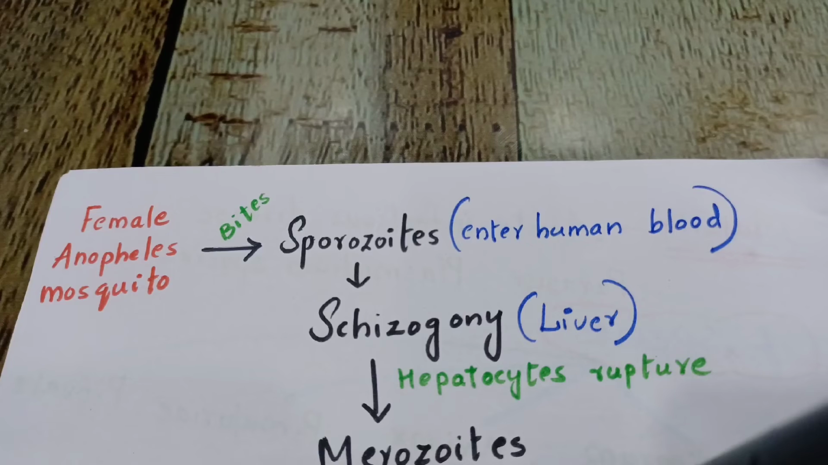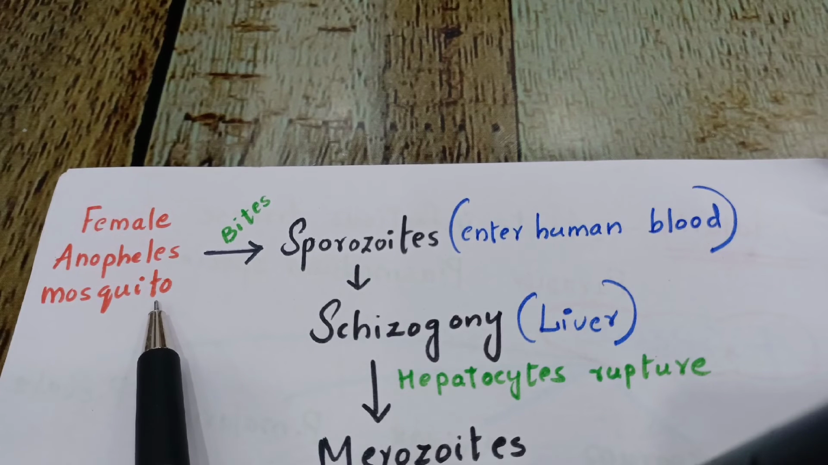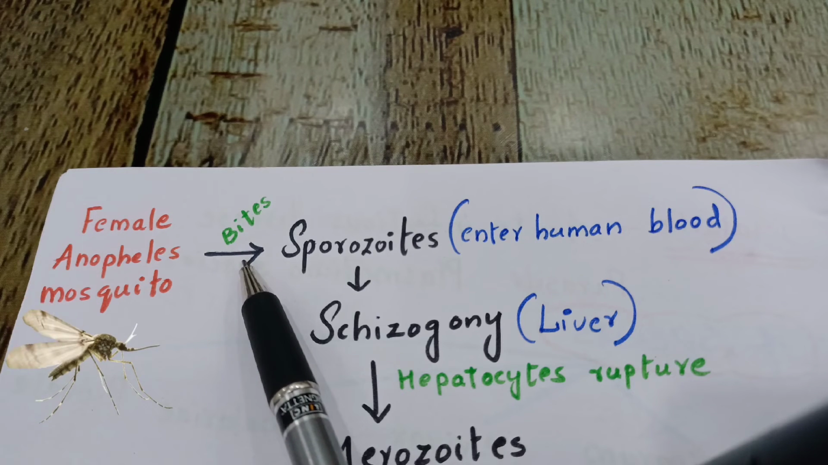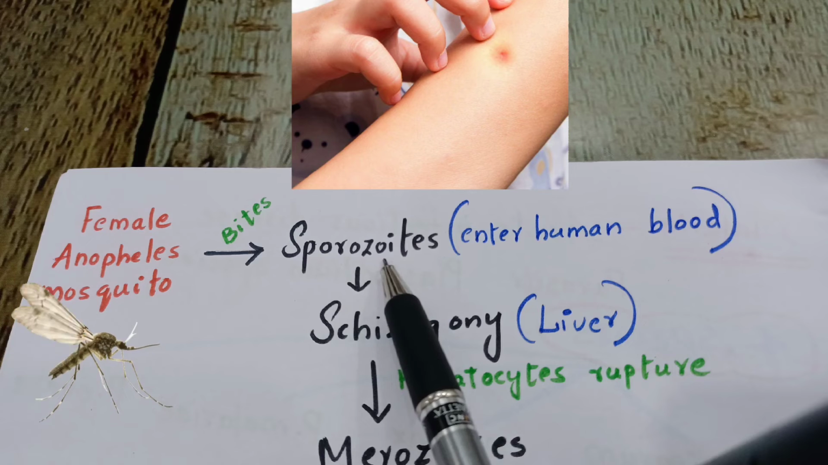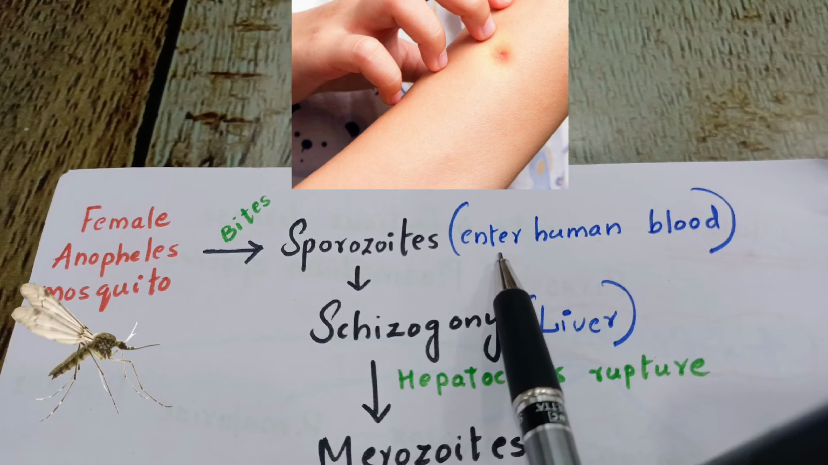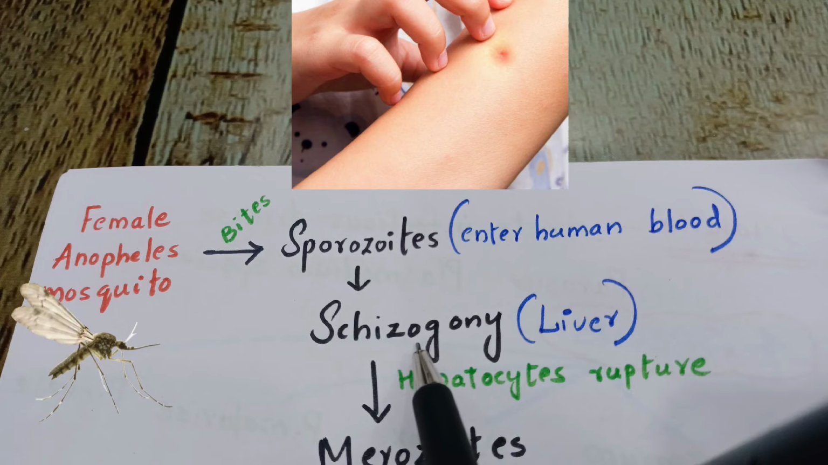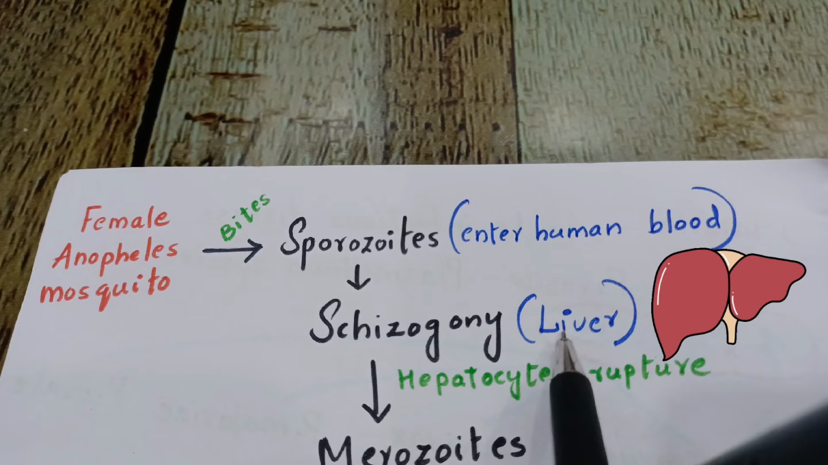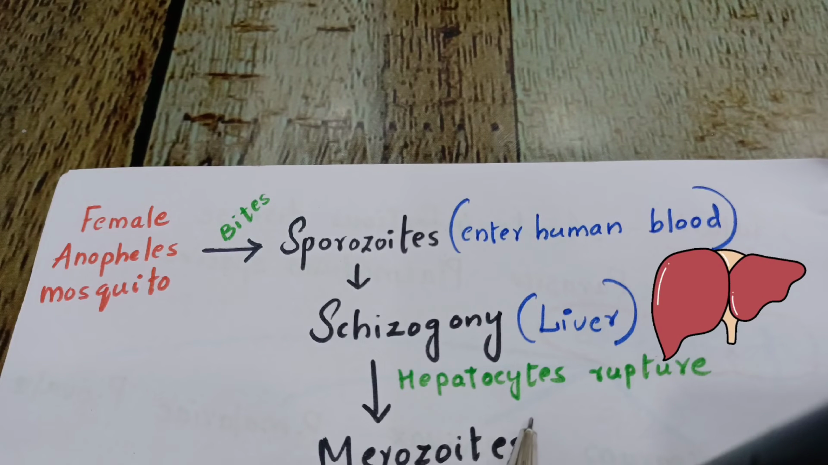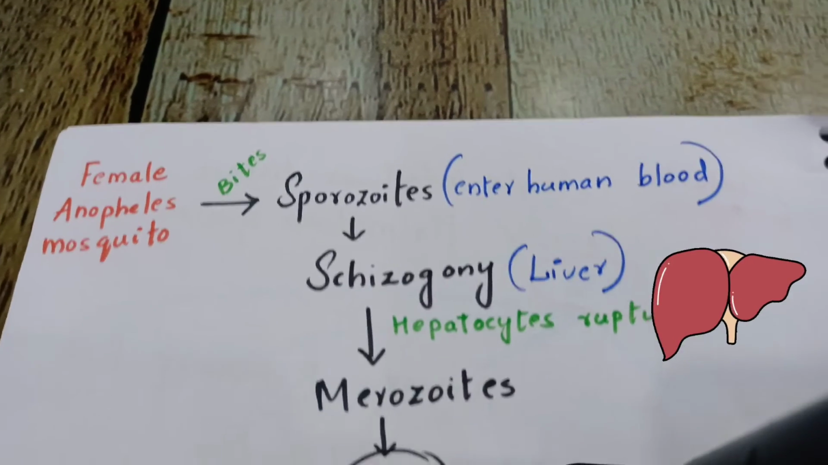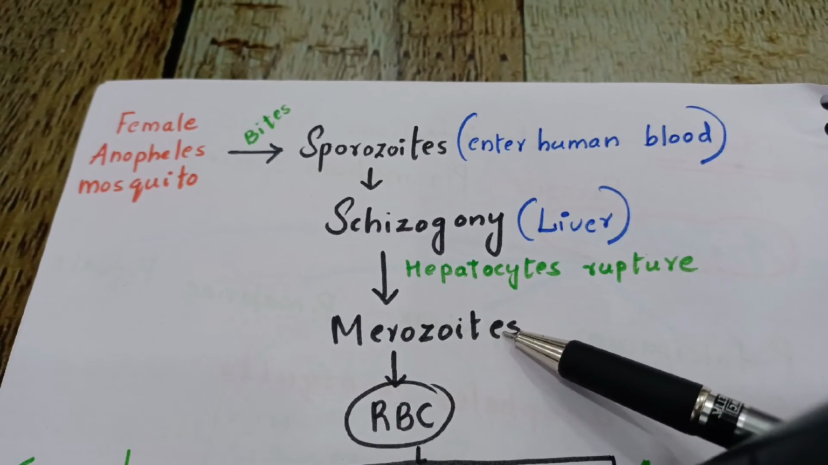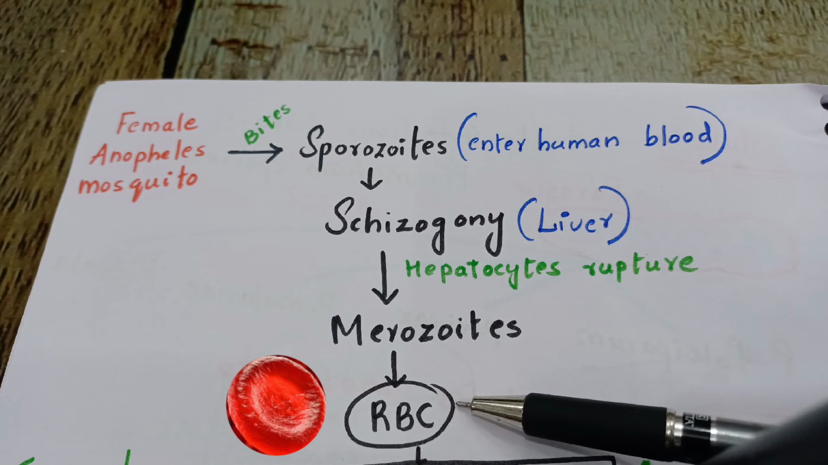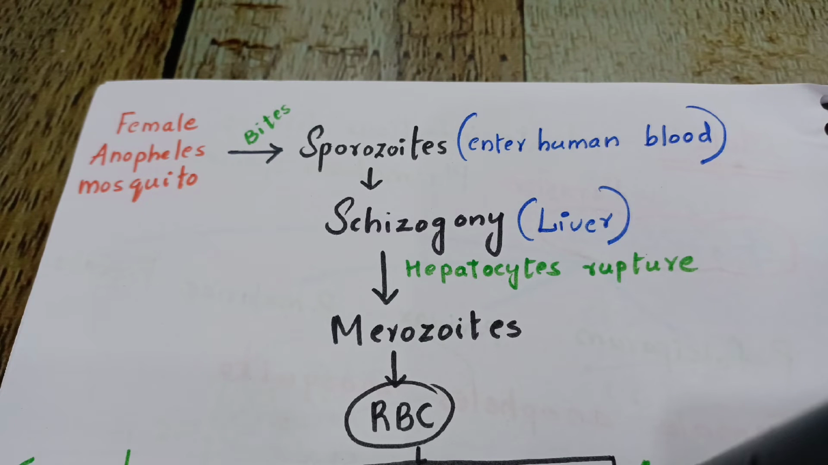When a female Anopheles mosquito bites a human being, the sporozoites from the salivary gland of the mosquito enter the human blood. When the mosquito infects the host, sporozoites enter human blood, which mature by schizogony in the liver, in the hepatocytes. Hepatocytes rupture and release merozoites, which are another form of the parasite. Merozoites are then released from the hepatocytes. These merozoites then invade the RBC and cause rupture of the RBC.